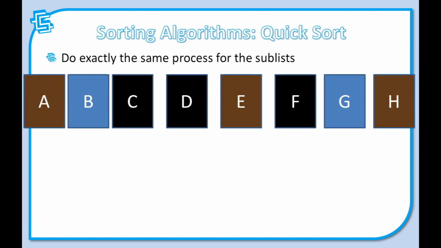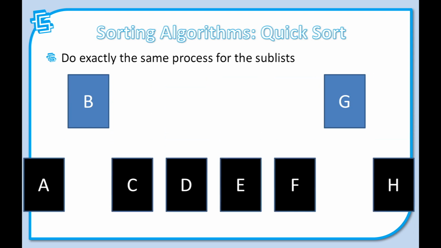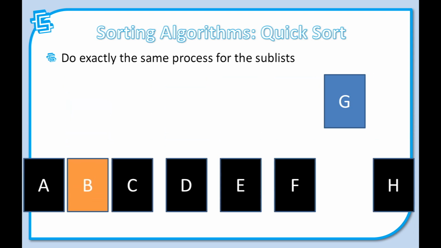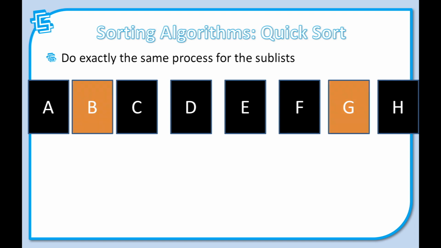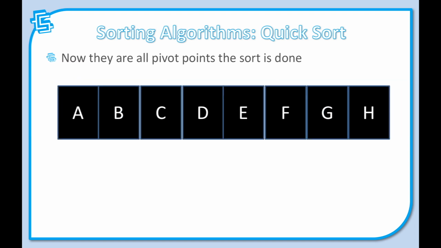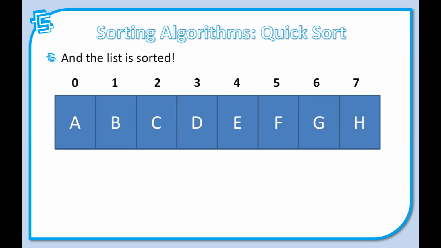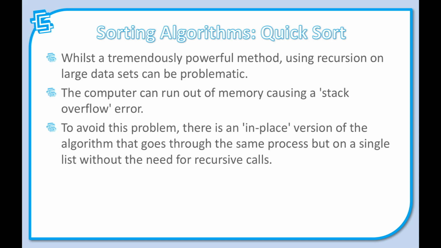Lock the pivot points, and we're left with two sets of 1. These can be both the pivot point, and there's no movement, so they both get locked into place. And then finally, we have a set of data that is sorted. This is a relatively quick algorithm, that's the name, quick sort, to make sure that data sets get sorted quickly. However, it does use recursion, so it can run into problems with memory overflows.